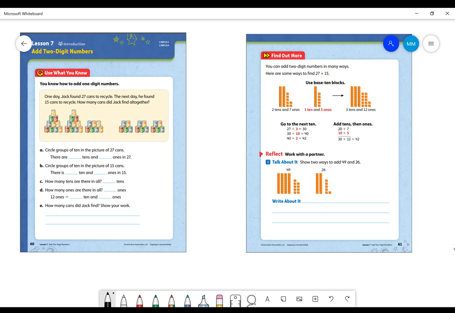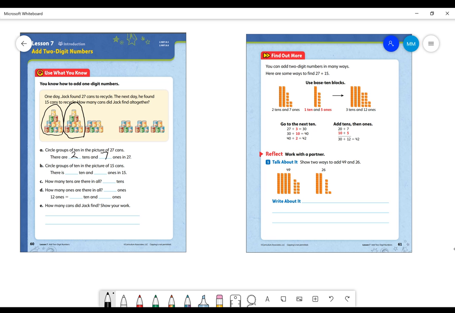It says circle groups of 10 in the picture of 27 cans. So we have 27 cans. So I see 7 cans right here. So there's our ones. And in 27, I have one group of 10 and two groups of 10. So in 27, how many tens are there? 1, 2. I circled 2 groups of 10. So there are 2 tens. And how many ones? 1, 2, 3, 4, 5, 6, 7.